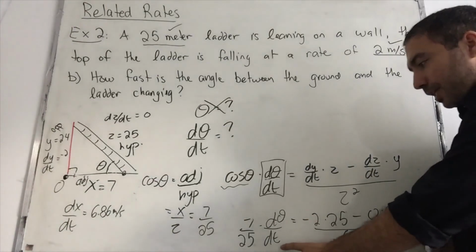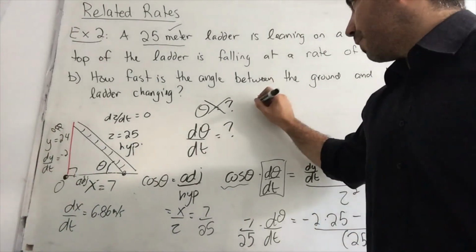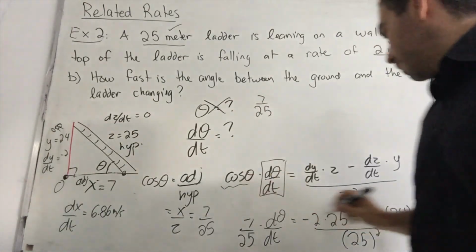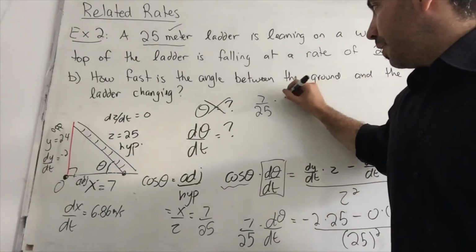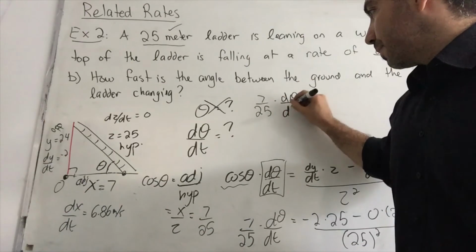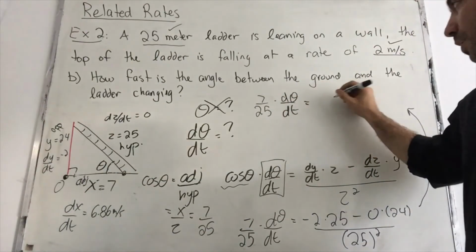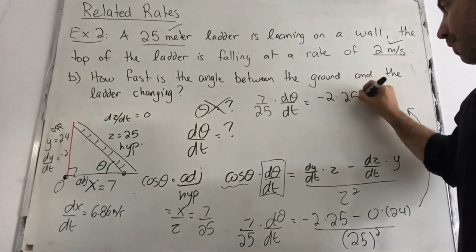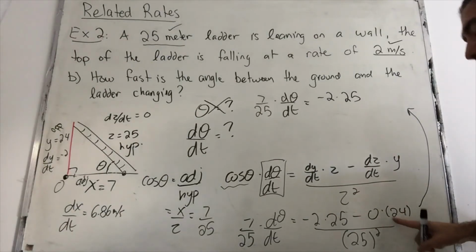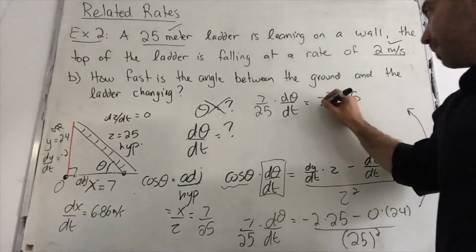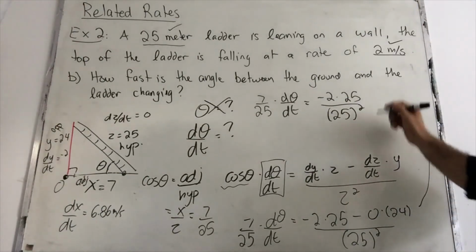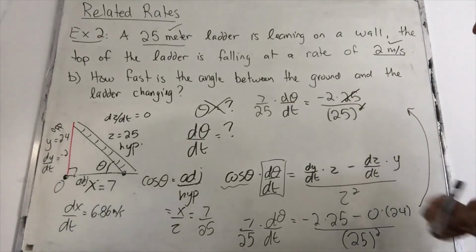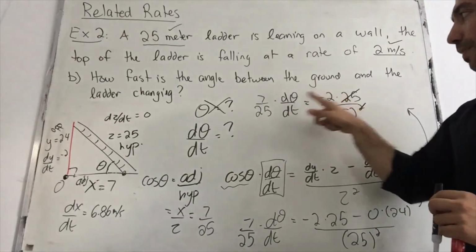So from this equation down here, we have 7 over 25. We're coming up here. Times d theta/dt is equal to negative 2 times 25 minus 0, because 0 times 24 is 0, over 25 squared. So one of the 25s cancels with the squared, that's good. And now we're going to multiply by 25 and divide by 7.